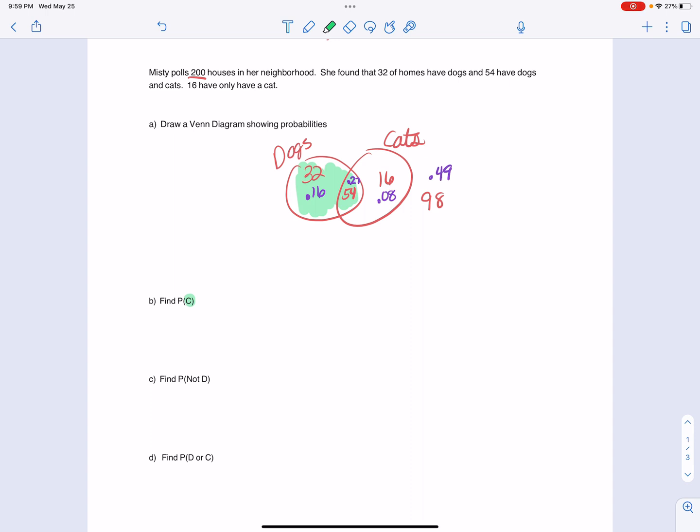because now I'm looking at the probabilities. And isn't this 0.16 plus 0.27? Okay, so that answer is 0.43. I don't think this is horrendous. That means 43% of this neighborhood has dogs.